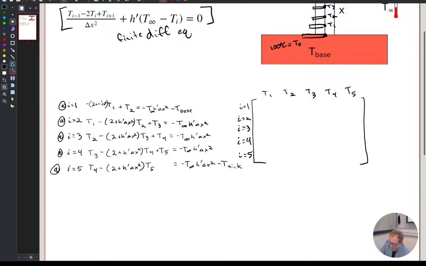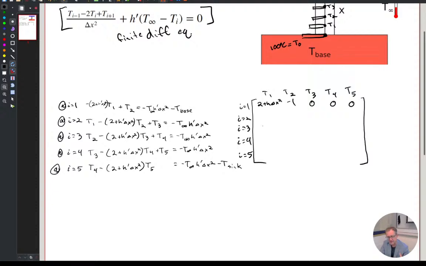So in the first one, I've got that. And I can get rid of a lot of these negative signs. 2 plus h delta x squared, and then a negative 1 here, then 0, 0, 0, because T3, 4, and 5 don't directly affect temperature 1 and 2.